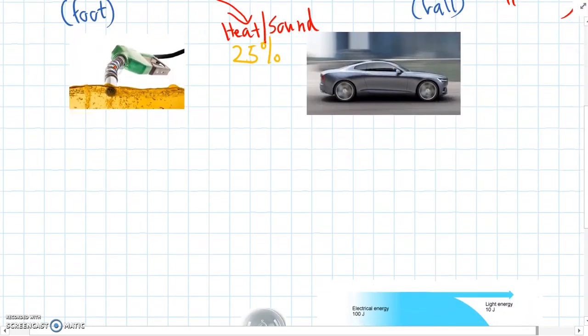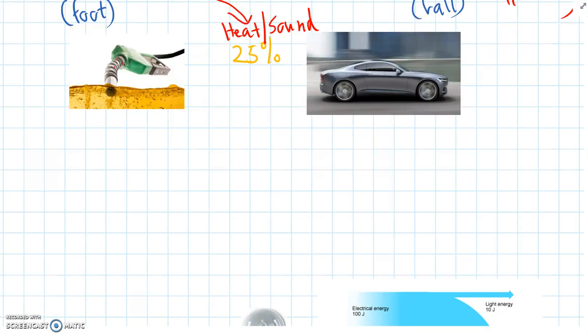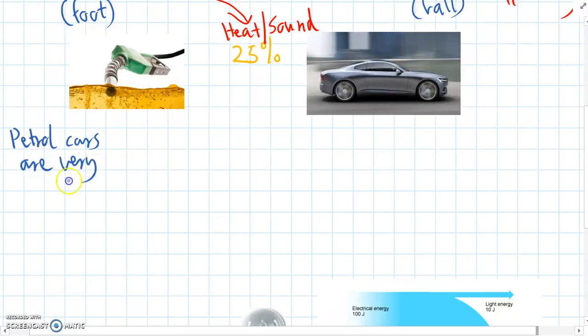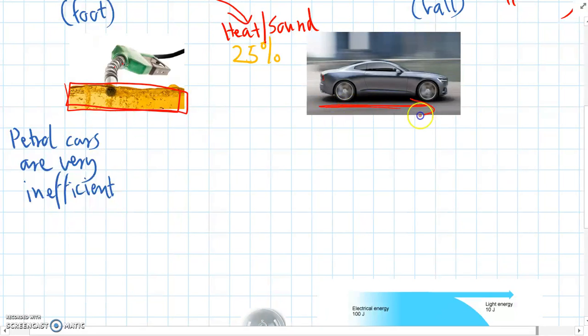Here's another example, and we'll look at cars, and in particular petrol cars, because petrol cars are very inefficient. We start with the chemical energy that's in petrol, but a car engine or a petrol engine we know is really bad at converting that energy into actually moving the car along. It's not efficient at all, and there's a lot of waste energy.